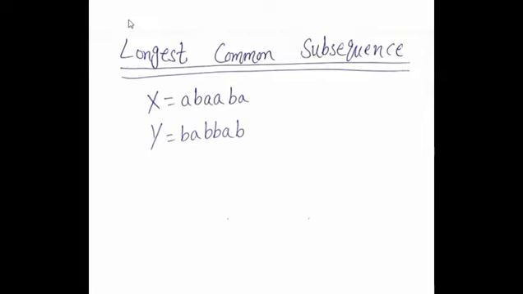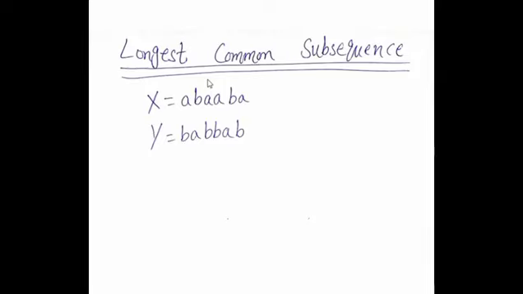Longest means that you have to find out the longest string. Common means that you are given two strings and you have to find one single common string out of both strings. Subsequence, what does subsequence mean? A sequence of characters that are arranged in increasing order. So longest common subsequence means that we are given two strings and we have to calculate the longest common subsequence of those two strings.